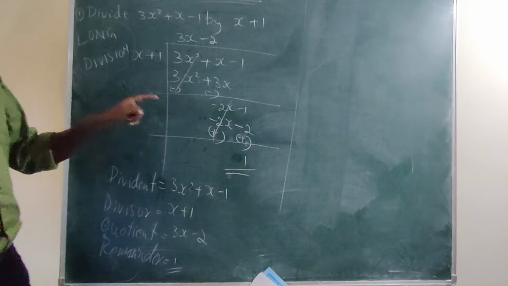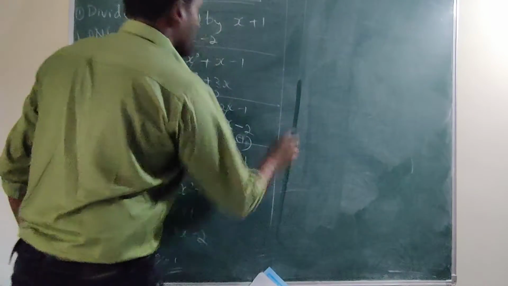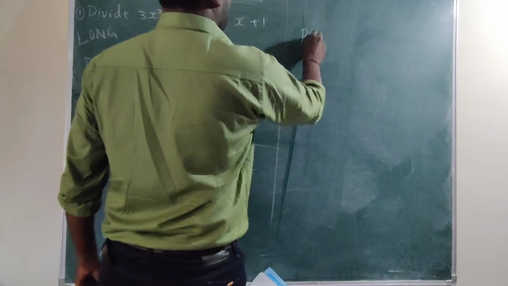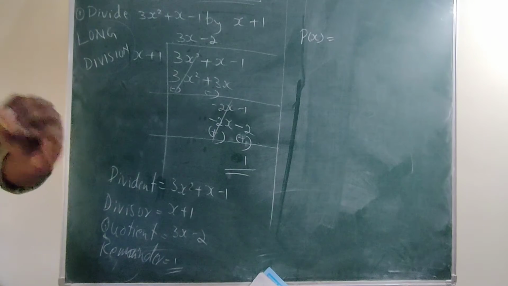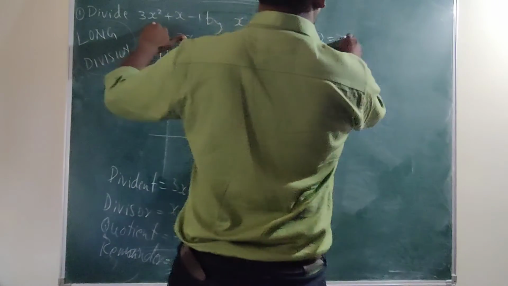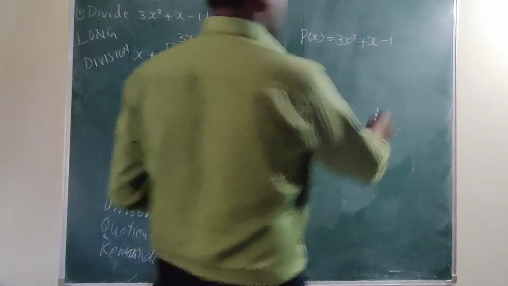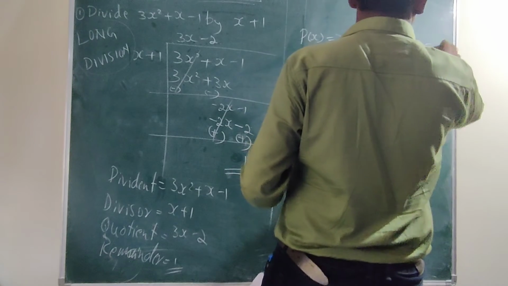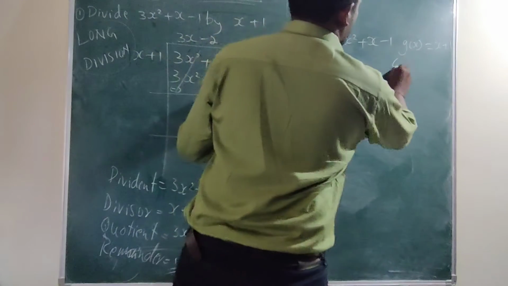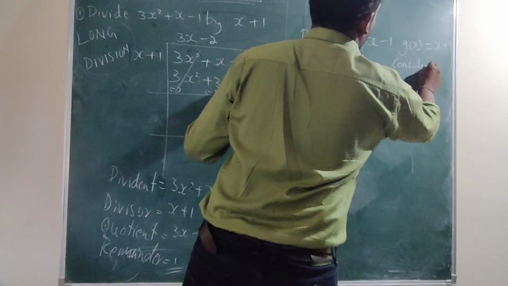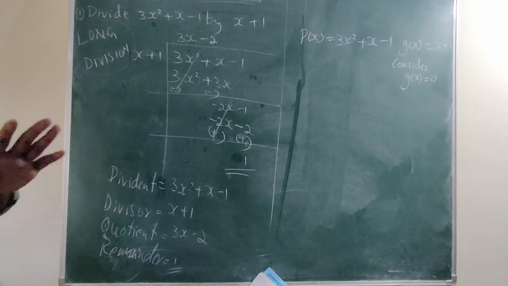Using the long division method, we got remainder equal to 1. Let us use the remainder theorem concept. P of x means the given polynomial or the given dividend, that is 3x square plus x minus 1. Clear? Next, the divisor is denoted by g of x is equal to x plus 1. This is how you can write. First step is to consider g of x equal to 0. This is the first step in the remainder theorem concept.